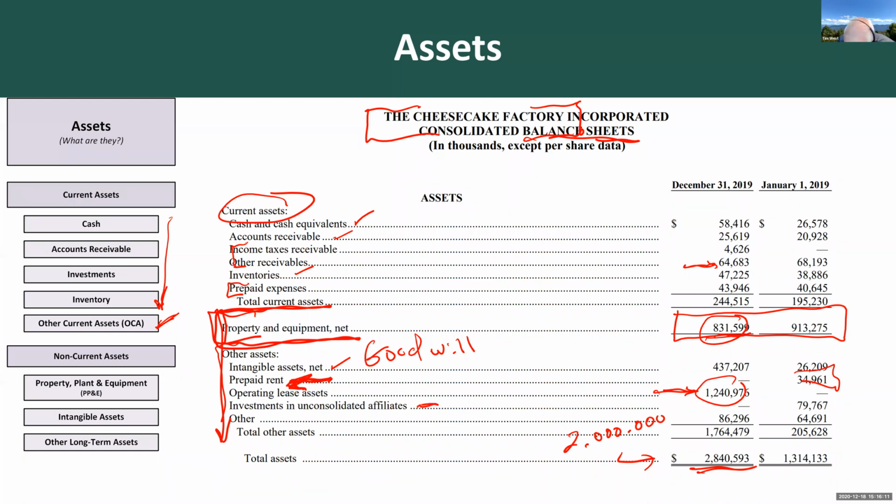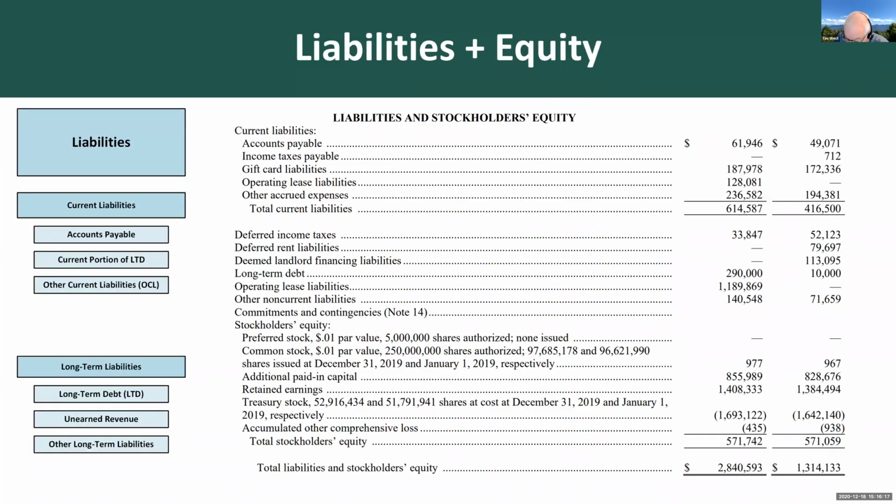Investments, got some investments. And so these are things that we've already talked about. If we move on and take a look at the liabilities and equity side, nothing really surprising here. These are all still the same thing. The only thing that's out here that's kind of unique is this gift card liability. That would be the same thing as deferred income.